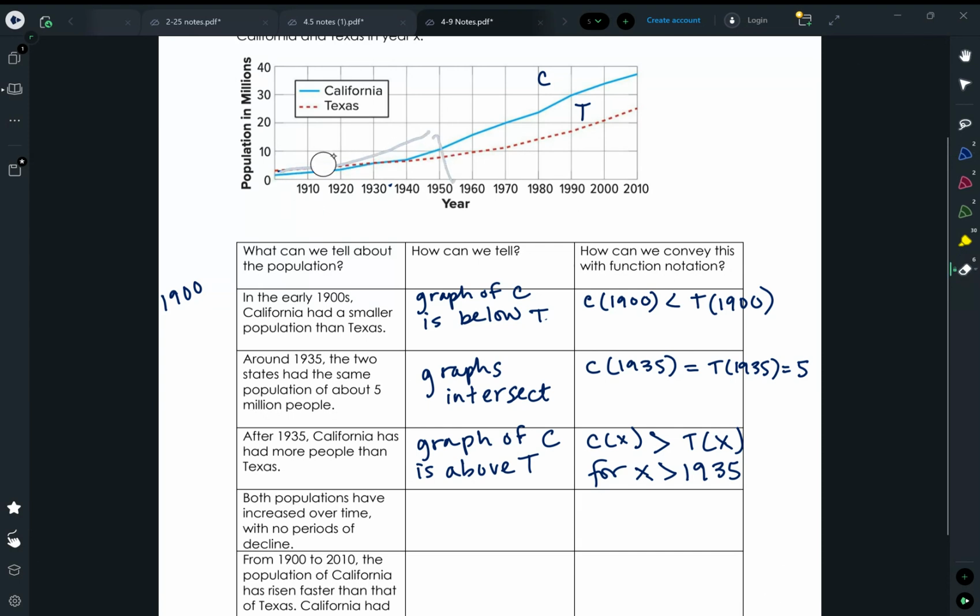This is one where even your book didn't really know how we would put that in function notation. So I'm just going to say something here: for both graphs, go up.